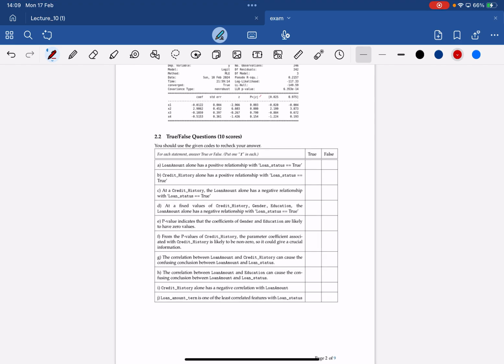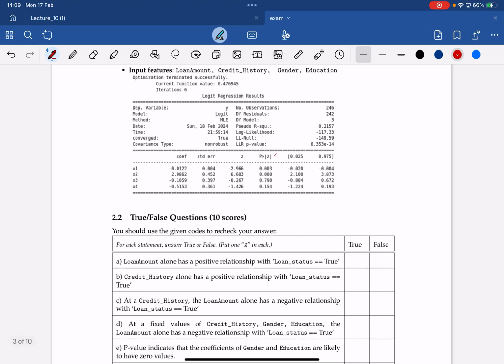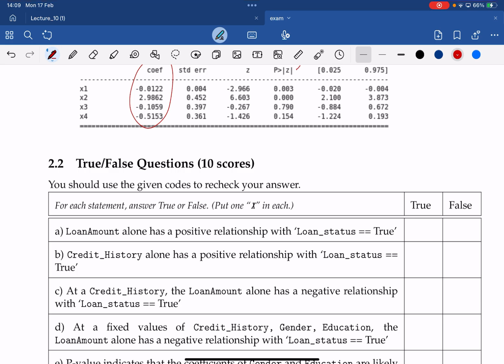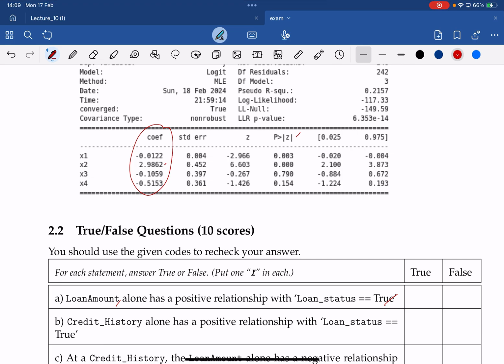Or like this one. This is a bunch of questions that you can answer based on looking at this regression analysis, where you have the coefficient. The first question would be whether or not loan amount has a positive relationship with the loan status, which you can look at through the coefficient. If the coefficient is positive, then it is yes, it's true. So yes, you can actually look at them.